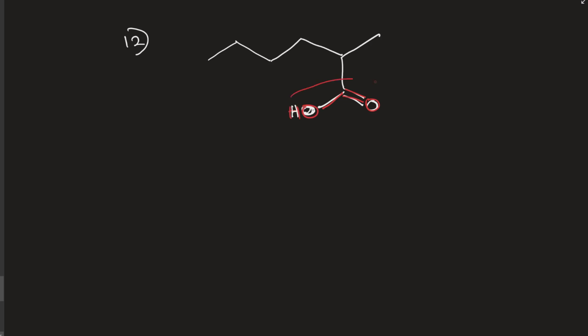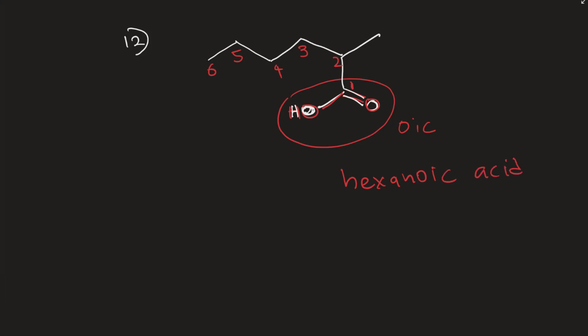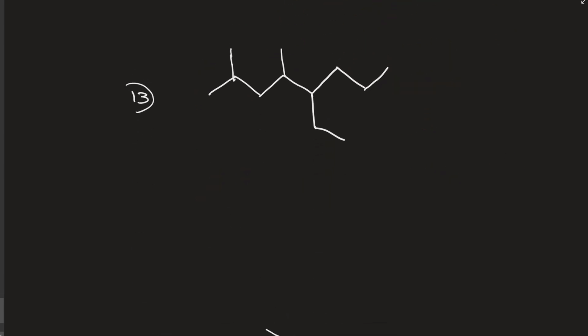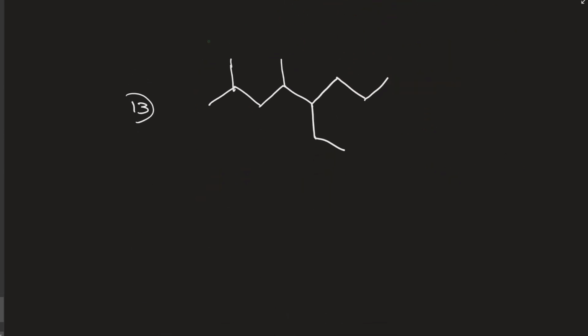Look at this one. The functional group is carboxylic, and it's an -oic acid, and number 1 is there. Now we choose the longest chain including that number 1, so it goes left. It's 6 carbons, hexanoic, we can call it hexanoic acid, and the second carbon has a methyl substituent, so it's 2-methylhexanoic acid.